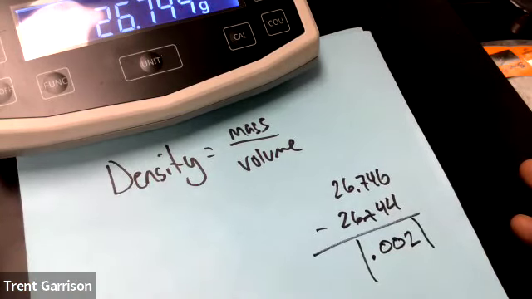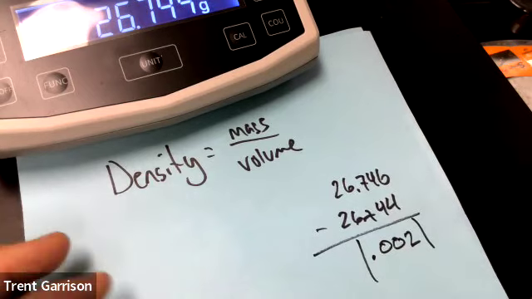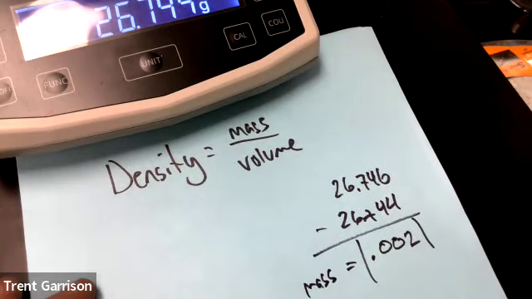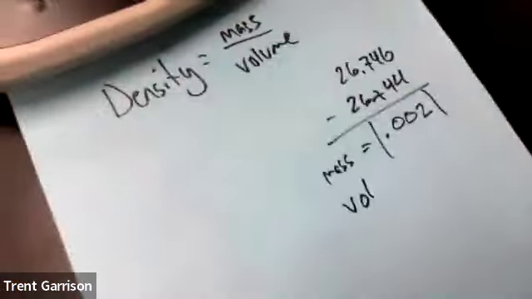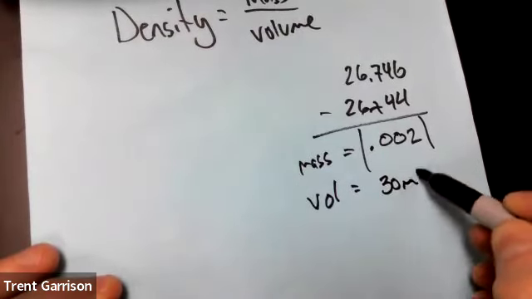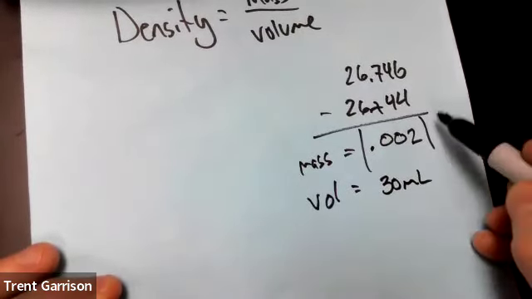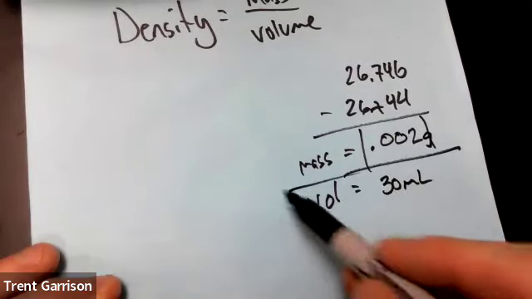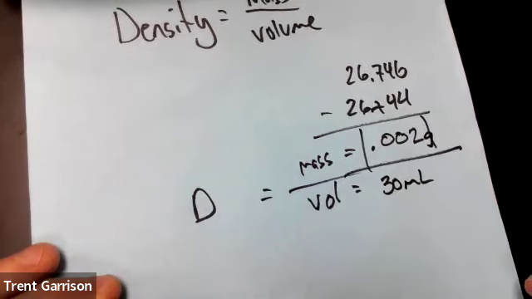This is an imperfect science. Go with what you get as the difference between them. And then we're going to use that as our mass. Our volume is equal to 30 milliliters. So this is in grams and milliliters. We are going to calculate mass divided by volume to give us our density.